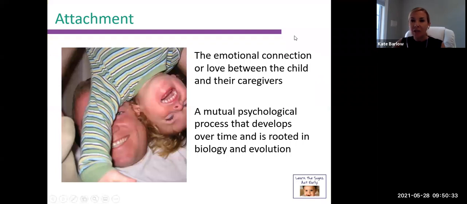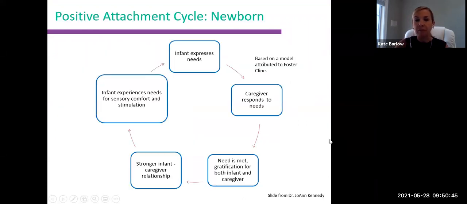So what exactly is trauma and attachment? Well, attachment is a mutual psychological process that develops over time. And it's really about the emotional connection between the child and the caregiver.